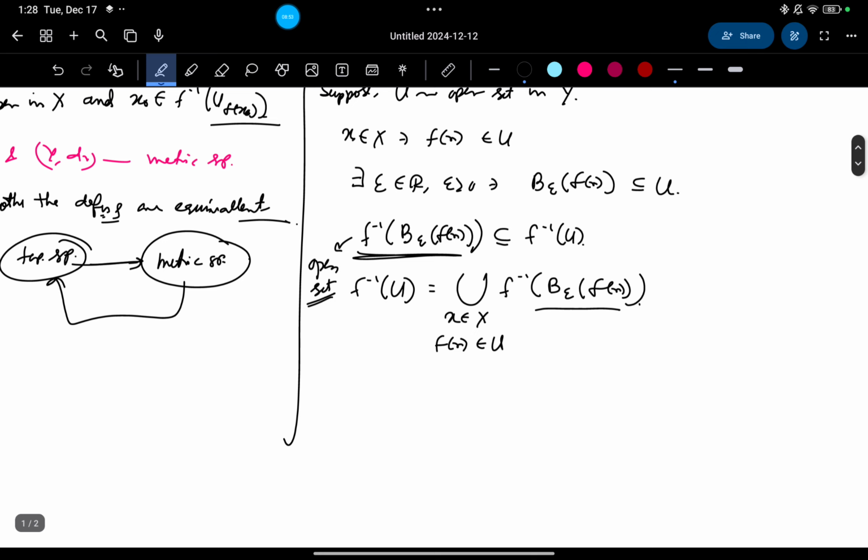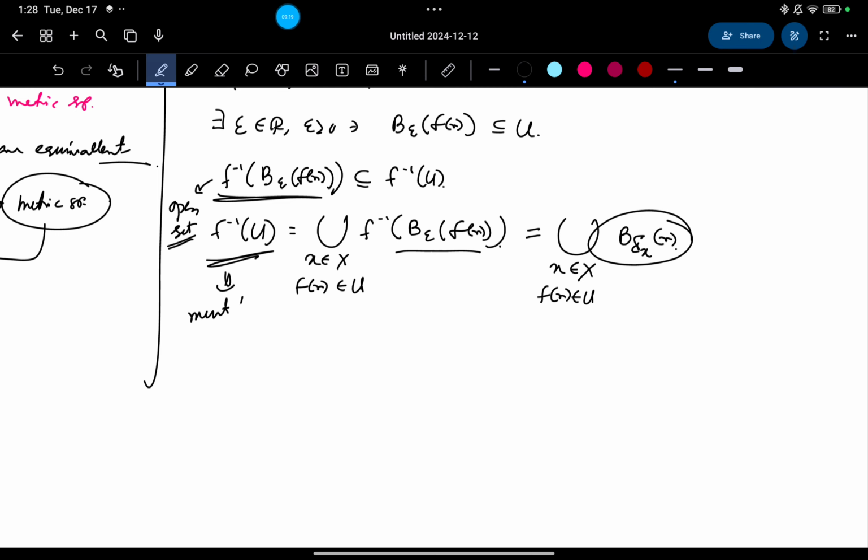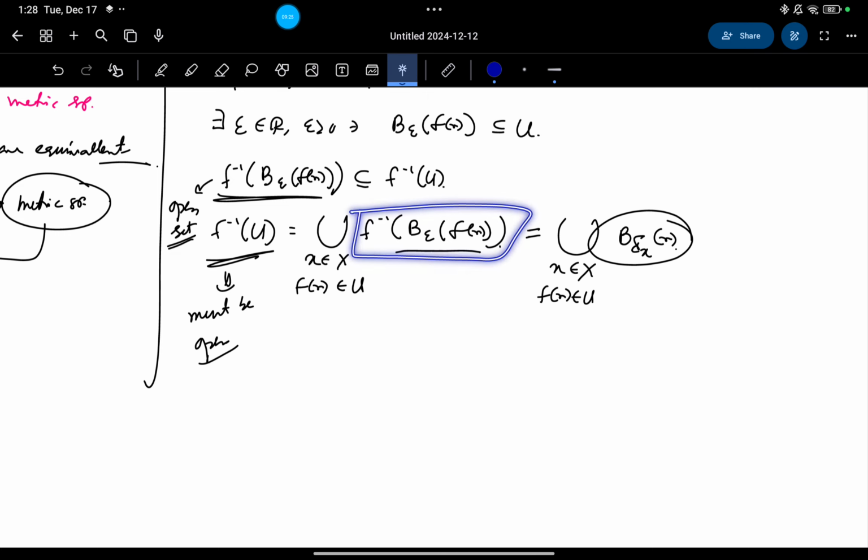In fact, we can write it in terms of some suitable deltas itself. So f(x) belongs to u, so it is some suitable B delta x. This delta may depend on x itself. Okay, so these are the open balls, so that means f inverse of this must be open, because each of these f inverse can be written as a union of B delta x's. Okay, then we are done.